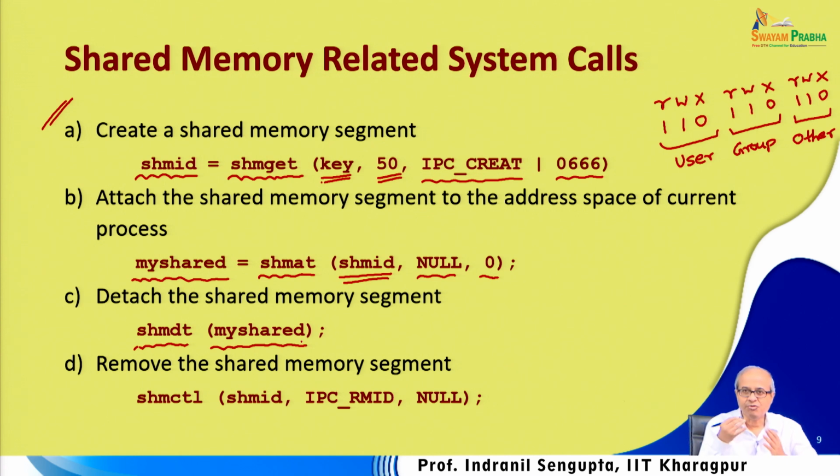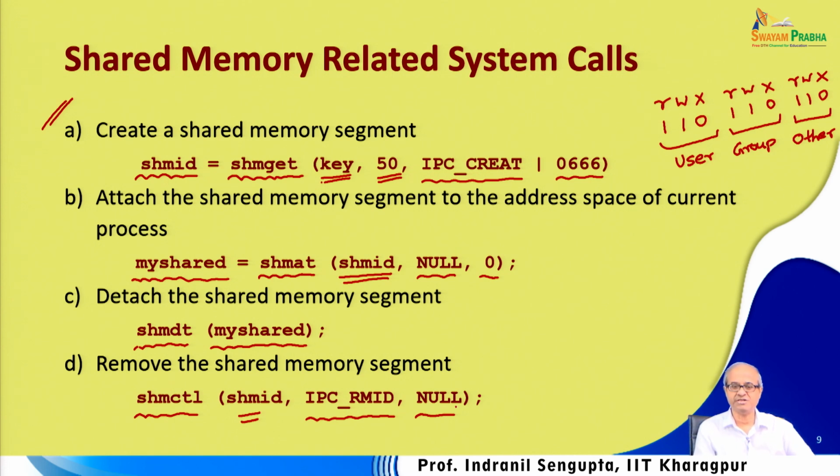And finally, when you want to totally remove that shared segment from memory, you have to call shmctl, shared memory control. You specify that same shared memory ID, and a value IPC_RMID. IPC_RMID means remove this object, in this case a shared memory segment. Third parameter, do not worry, it is NULL. So, let us see the program now.